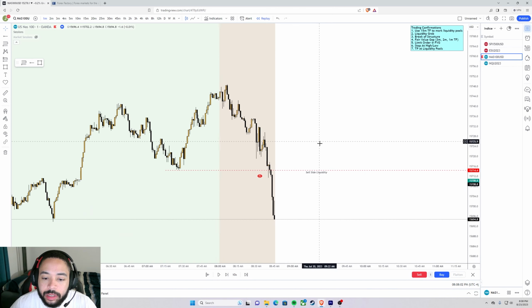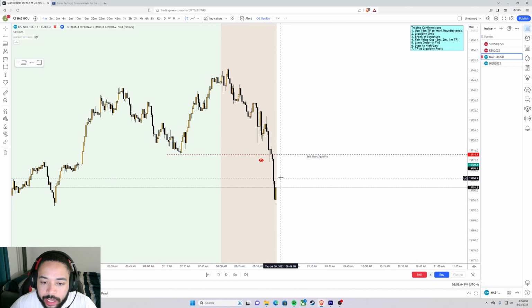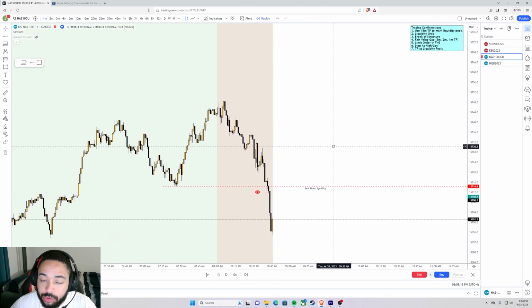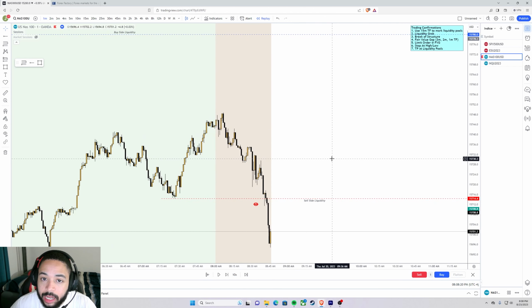Now we pretty much don't really care what price decides to do. At this point, we want to see price range under sell side liquidity, and then after 9:30, see a deeper push, create a new low, and then hopefully break structure to the upside, deliver us a fair value gap entry and take the trade up onto the buy side liquidity.